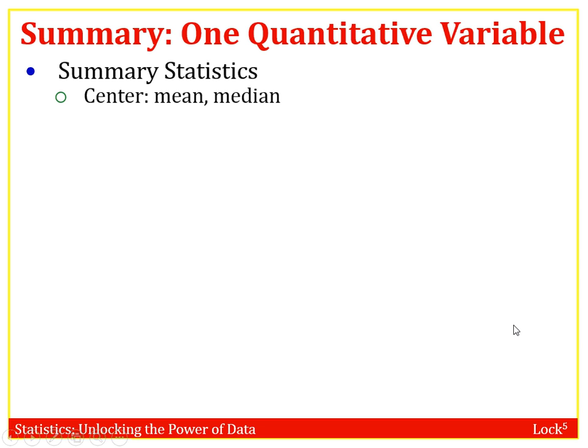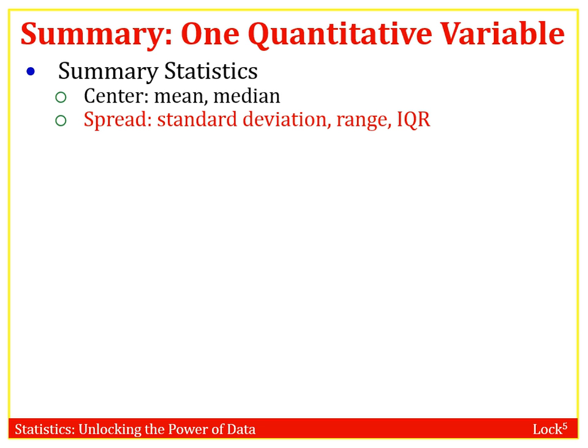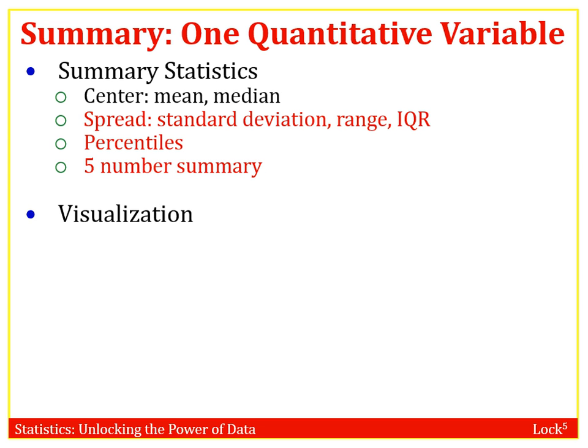So we can measure our one-variable stats. We can measure the center with a mean or a median. We also have our interquartile range, our standard deviation, and our range. We also have percentiles that we can use to describe. We have our 5-number summary. When we're visualizing this, we can do a dot plot, we can do a histogram.